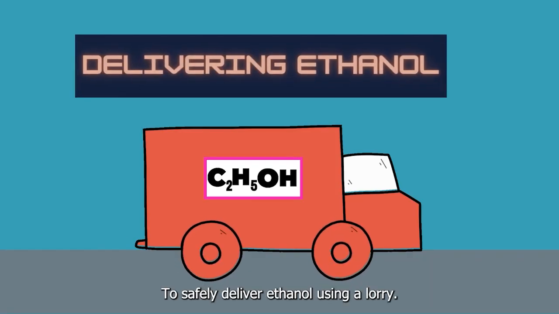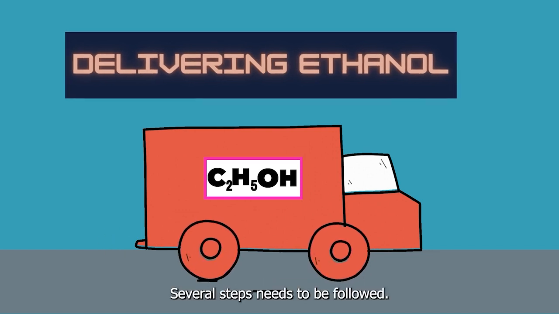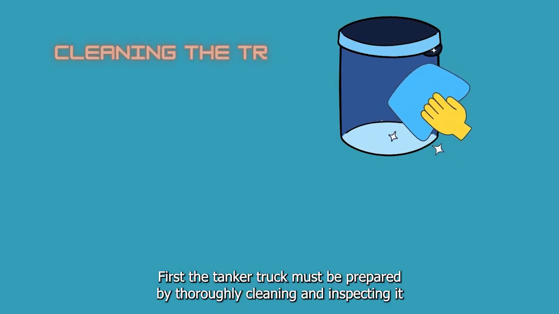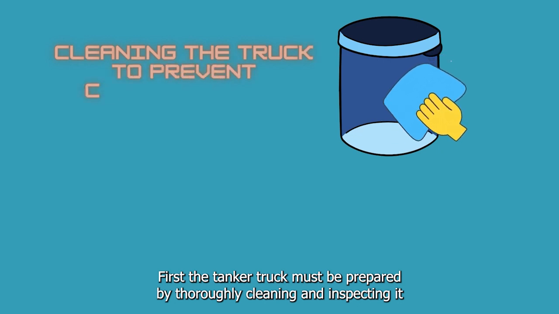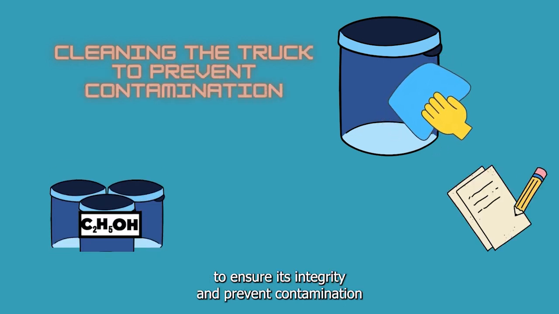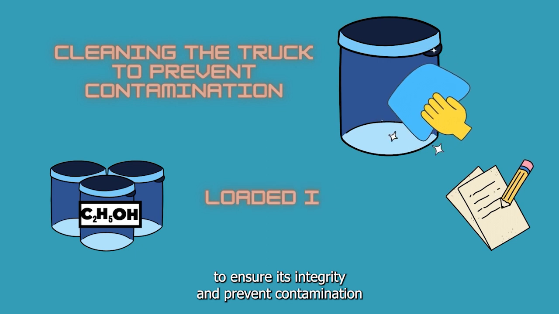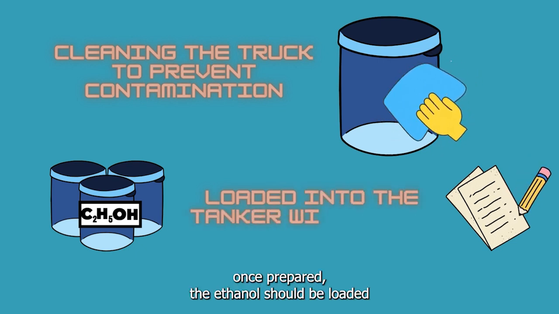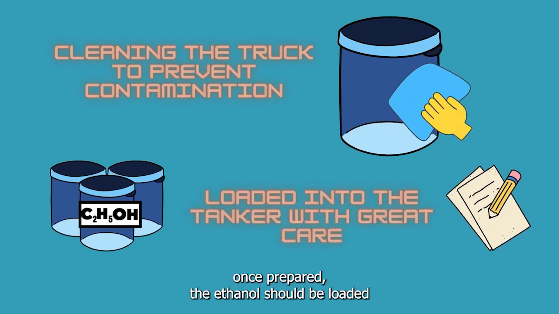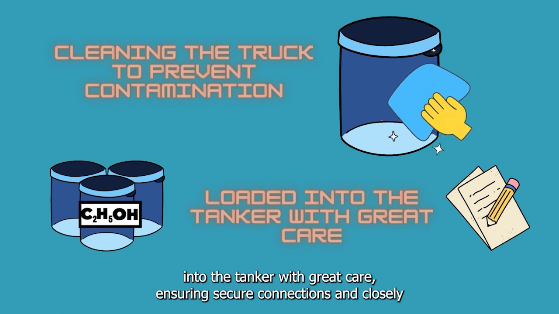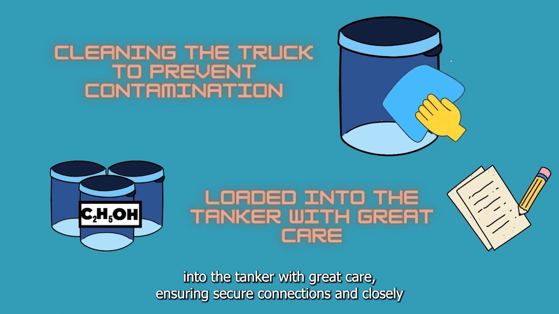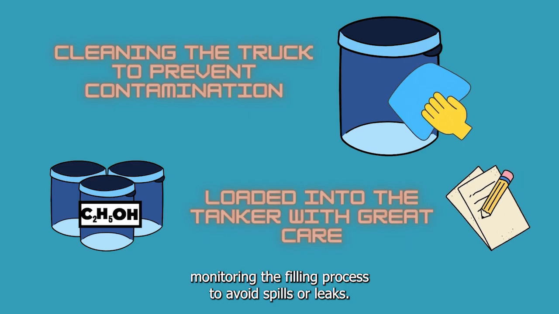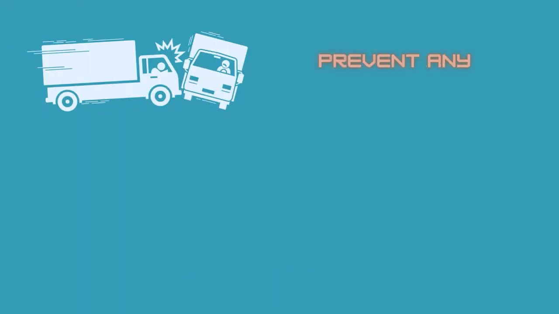To safely deliver ethanol using a lorry, several steps need to be followed. First, the tanker truck must be prepared by thoroughly cleaning and inspecting it to ensure its integrity and prevent contamination. Once prepared, the ethanol should be loaded into the tanker with great care, ensuring secure connections and closely monitoring the filling process to avoid spills or leaks.